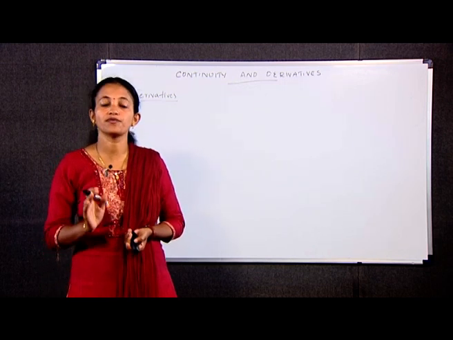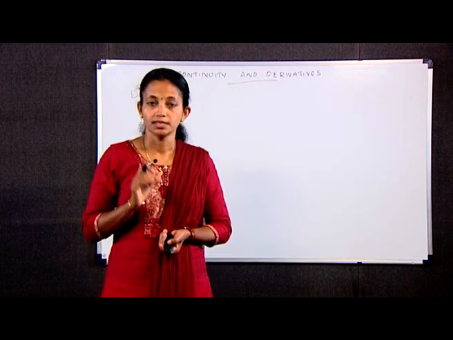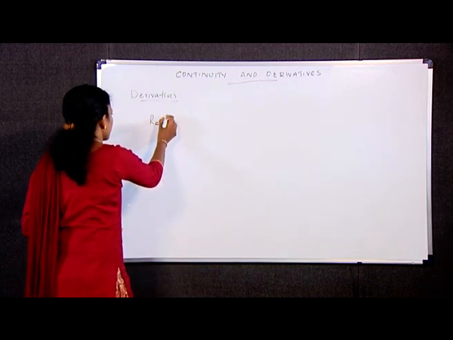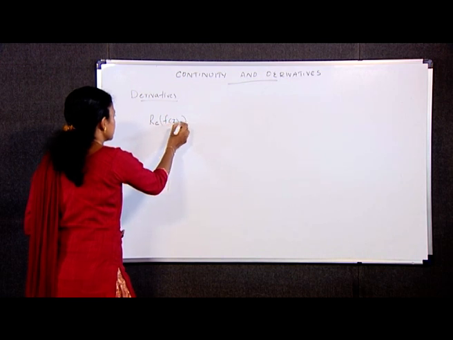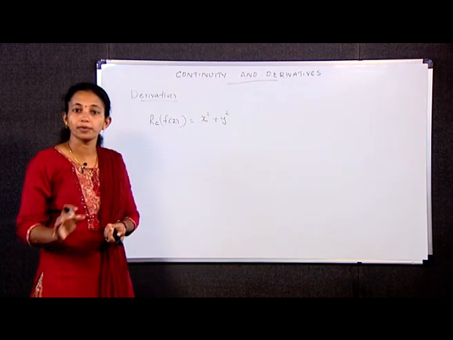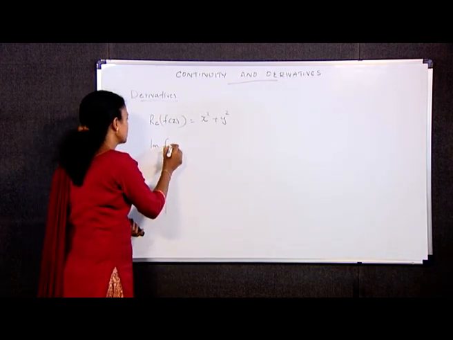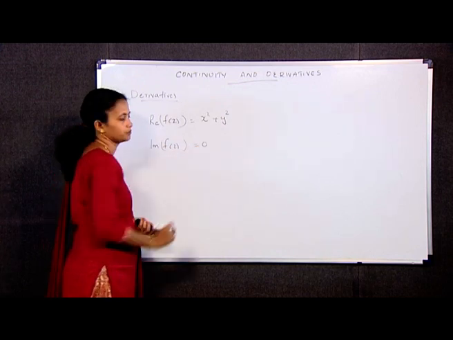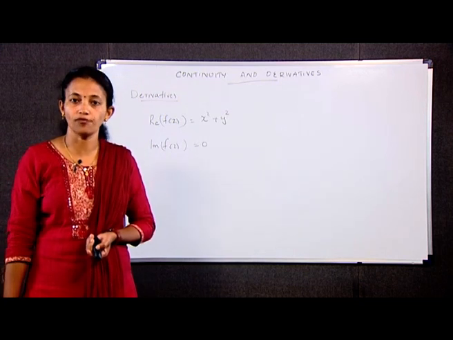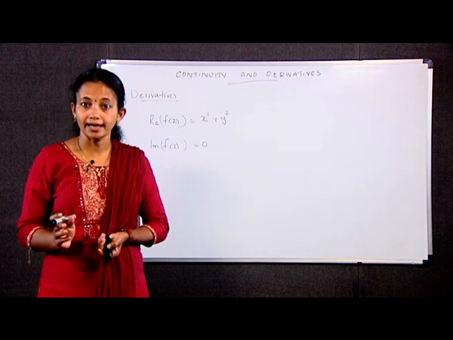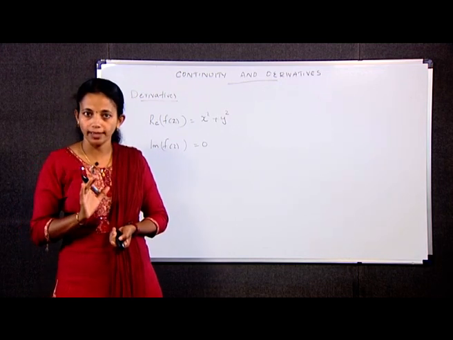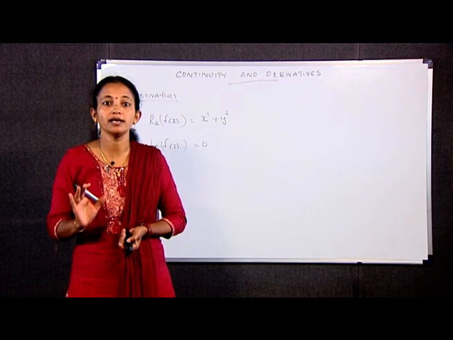Next, also for the function f of z is equal to mod z square, since the real part of f z is equal to x square plus y square, and also the imaginary part of f z is equal to 0 respectively, it shows that the real and imaginary components of a function of a complex variable can have continuous partial derivatives of all orders at a point, and yet the function may not even be differentiable there.